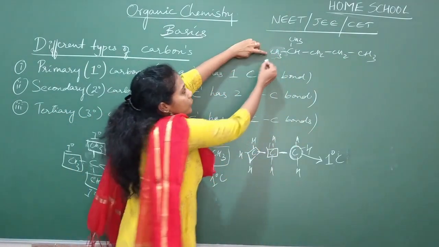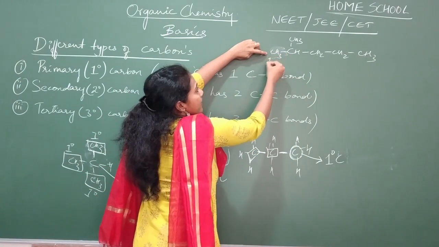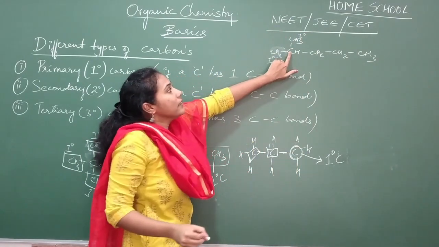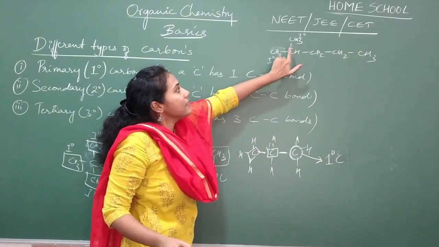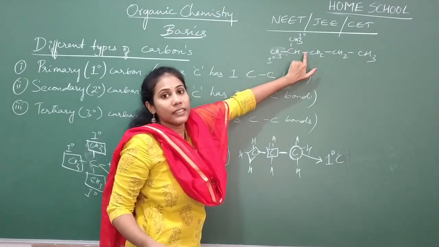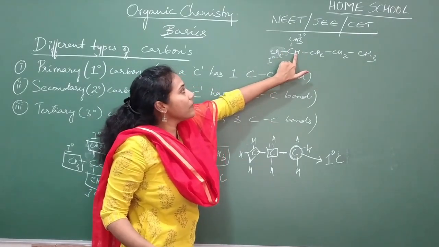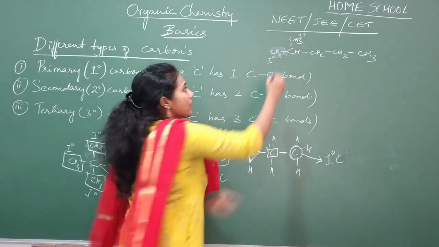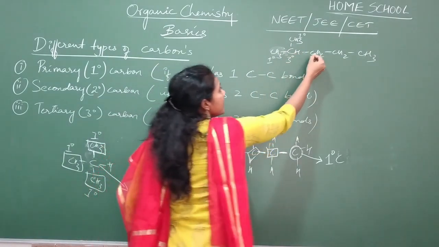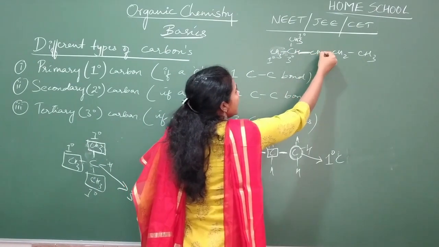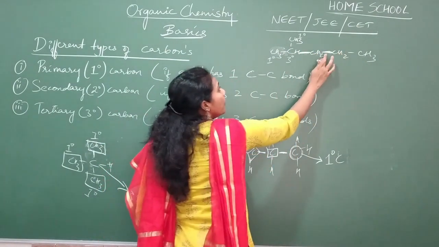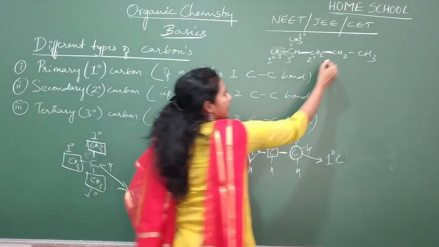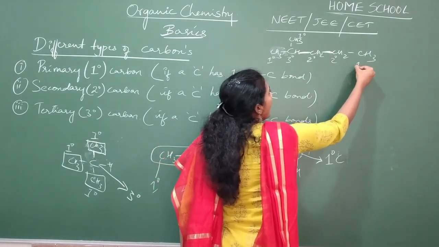Coming to this carbon, it has only 1 C-C bond, right? So this is a 1st degree carbon, and this one is also a 1st degree carbon. And how about this carbon? It has 3 C-C bonds. One is this, the 2nd C-C bond and the 3rd C-C bond. The 4th bond is with hydrogen. This particular carbon has 3 C-C bonds, so this is called a tertiary carbon. And this carbon has 2 C-C bonds, one is this, another one is this. 2 bonds are with carbons only, so we call it a 2 degree carbon. This is also a 2 degree carbon, but this one is a 1 degree carbon.